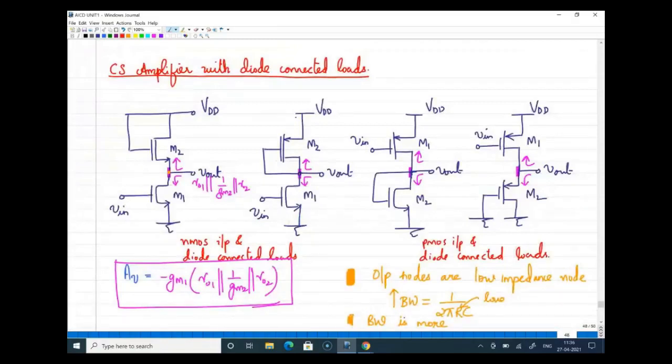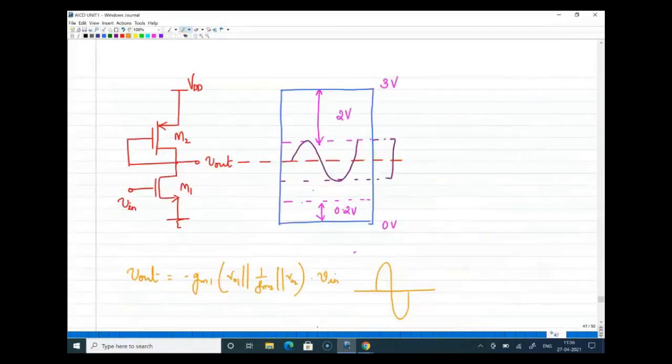The first one is of this type, where you have a diode connected NMOS load. Then we saw that when you write the gain expression, body effect also comes into the picture, and that will slightly reduce the gain. In order to remove that effect and have a better gain, we went for the second circuit, where instead of NMOS diode connected, you have PMOS diode connected. But then we saw that there is a problem in the output voltage swing.